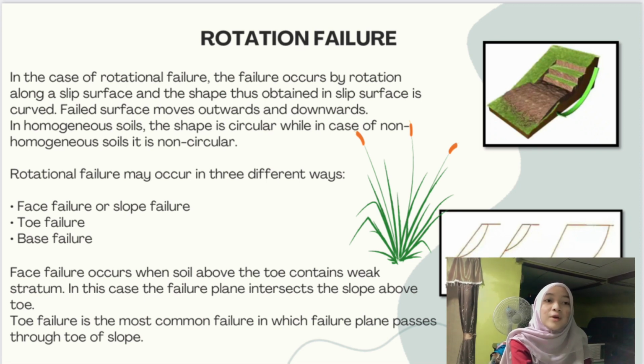Face failure occurs when the soil is above a certain hard stratum. In this case, the failure plane intersects the slope above the toe. Toe failure is the most common failure, in which the failure plane passes through the toe of the slope.